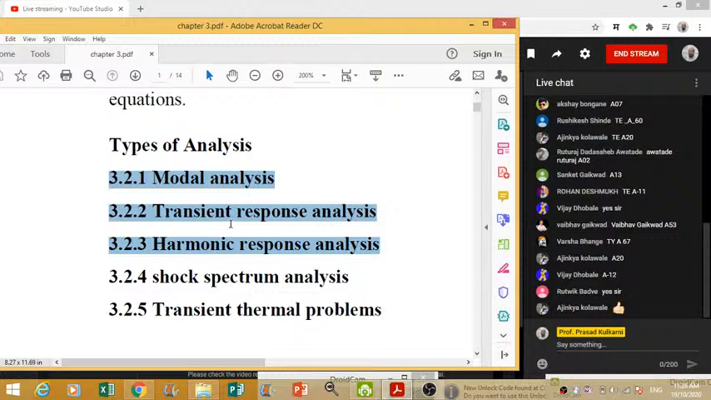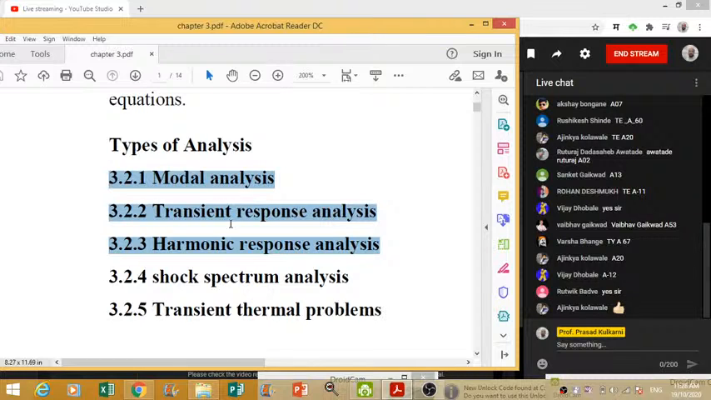Modal analysis. See, I am repeating some statements again. Modal analysis must be done for all automobile components. Now there may be a question in your mind: why, sir, is it necessary?